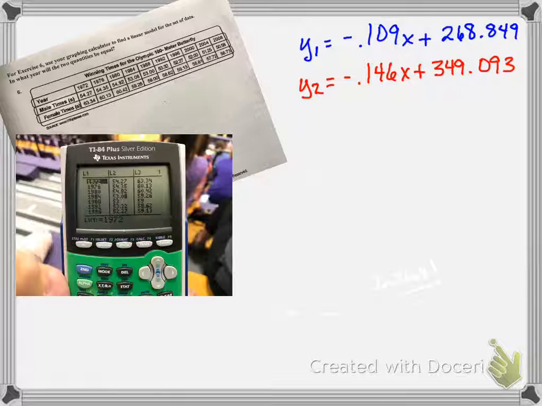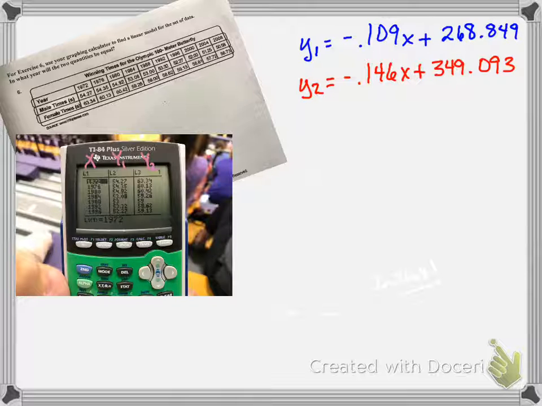Now, I started by putting my numbers into my list. My years are my X's, so they're in L1. Then my male times are my Y1. These are my X's. This is my Y1. This is my Y2. So my women's times are my Y2. Now that I have everything in my list, I want to go and find my equations.